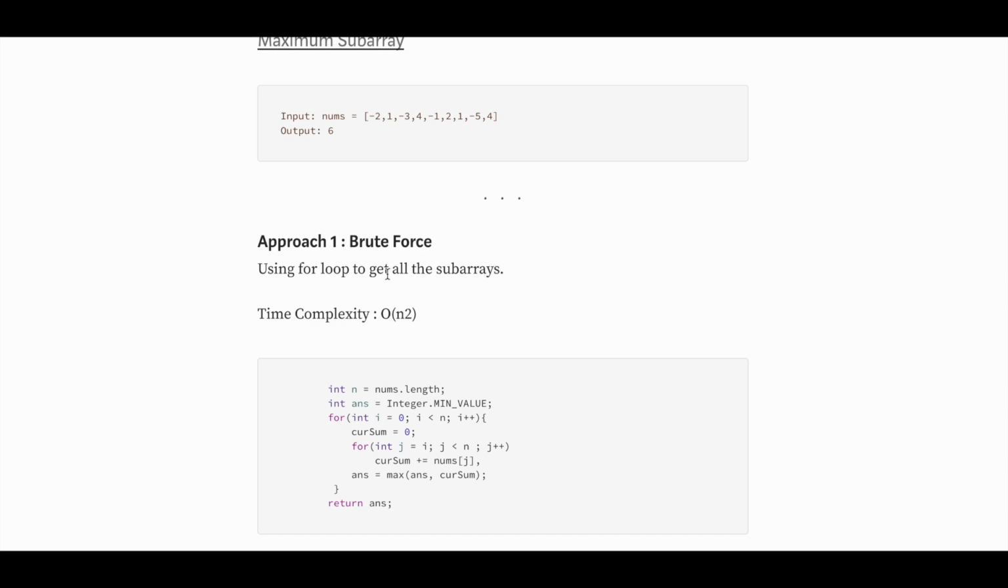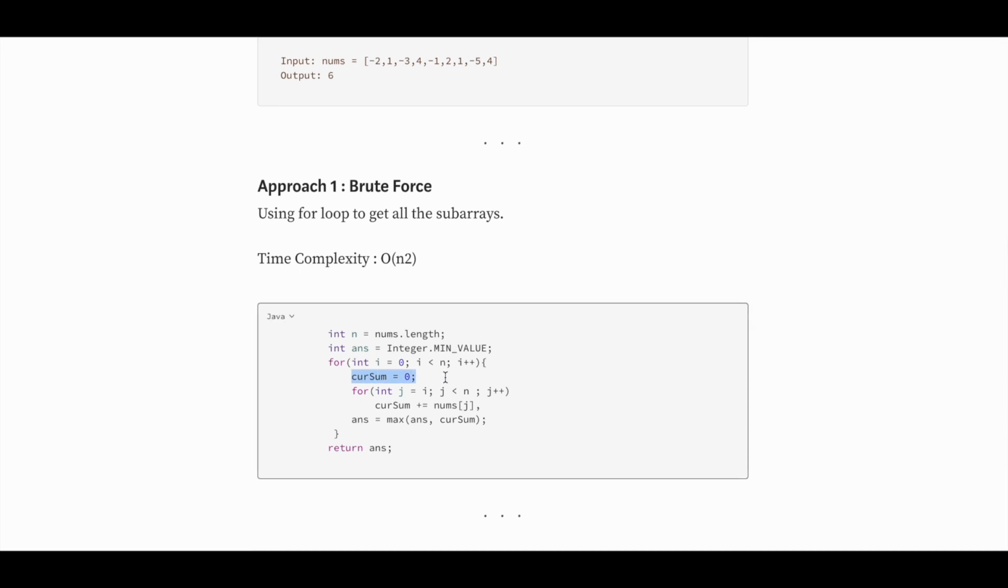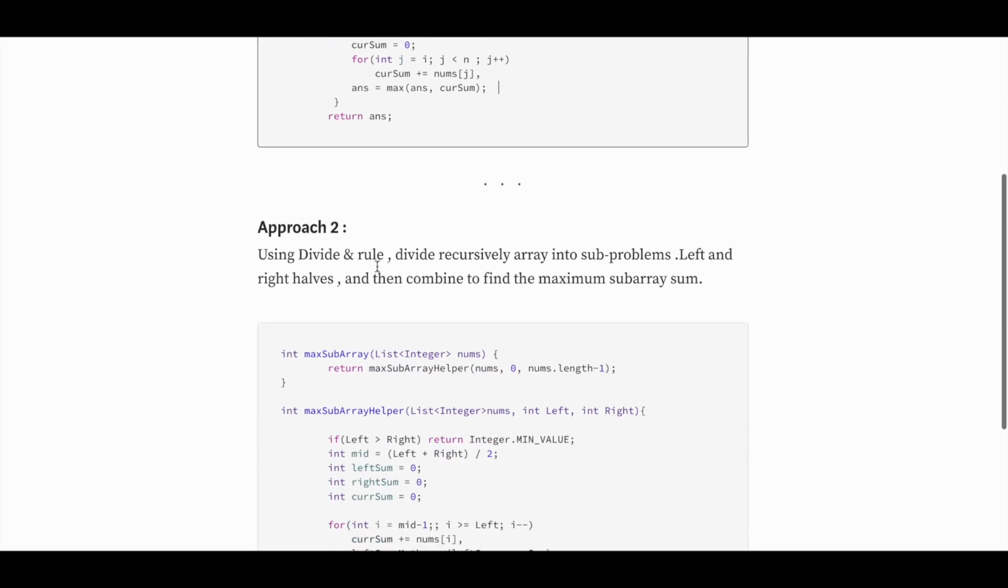The brute force approach says that you need to use for loops and find all the subarrays and find their sums. So we'll take a current sum and then again iterate over each and every subarray, get the sum, and here we'll take the maximum. But of course the time complexity is O(n^2), so we need to optimize it a little bit.